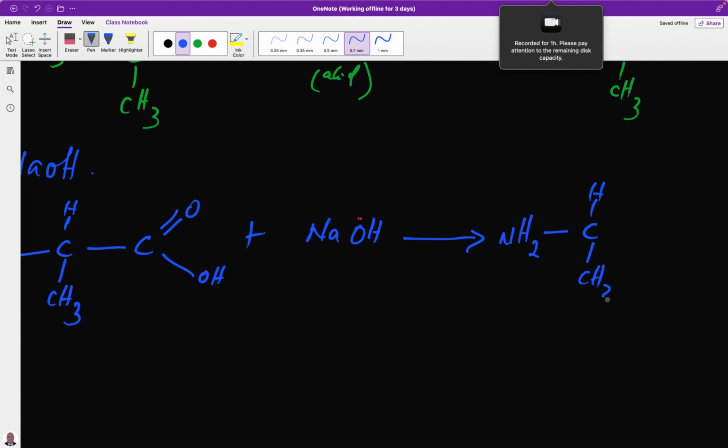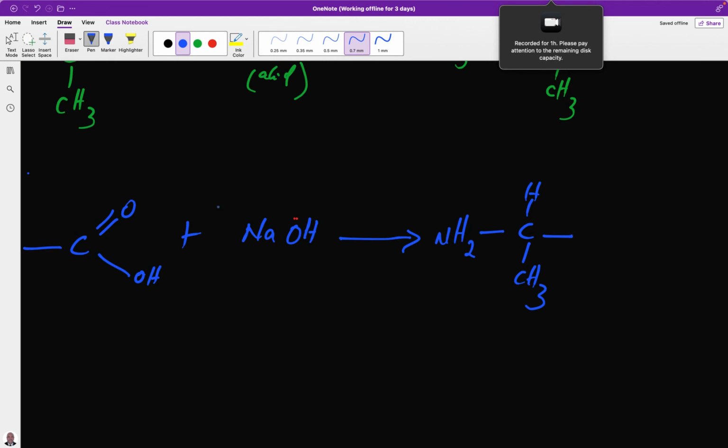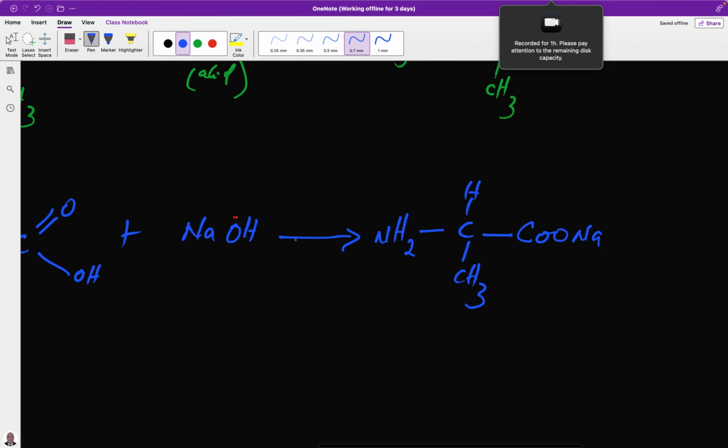CH3, and here the hydrogen here will leave. There's going to be dissociation. The hydrogen here will leave and attach itself here, and a molecule of water is formed. So the sodium will come here. It will be a COO, Na. Then the hydrogen here will leave and combine here to form a molecule of water.